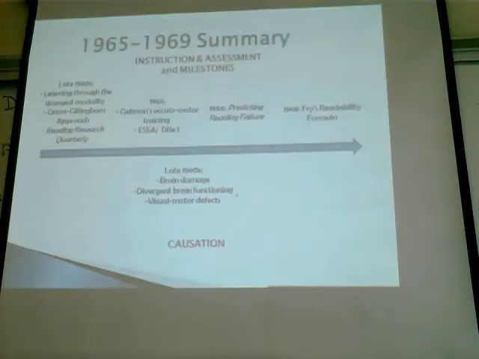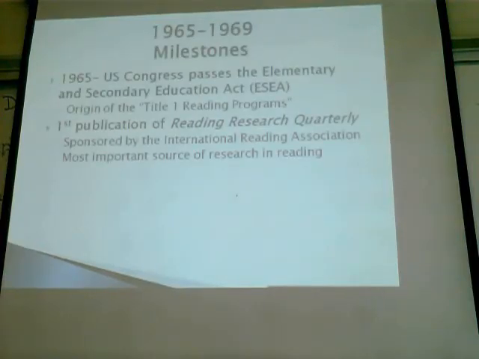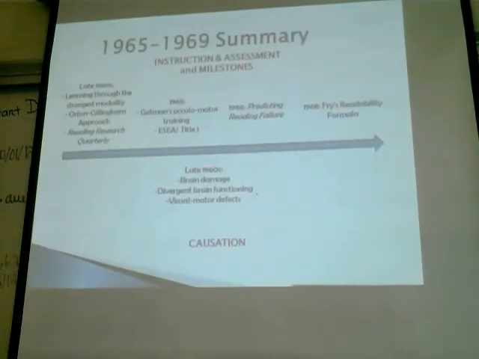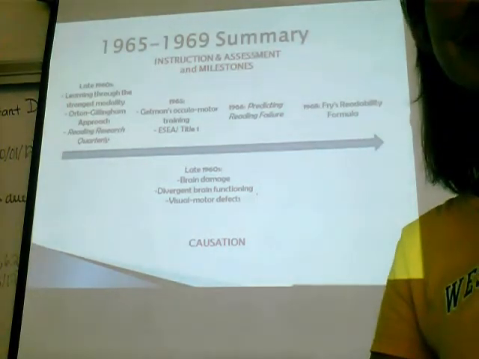The milestones from 1965 to 1969. In 1965, the U.S. Congress passed the Elementary and Secondary Education Act. This was the origin of the Title I reading programs. There was also the first publication of Reading Research Quarterly. It was sponsored by the International Reading Association and has been the most important source of research in reading. This is the summary for 1965 through 1969 of instruction and assessment and milestones and causation.